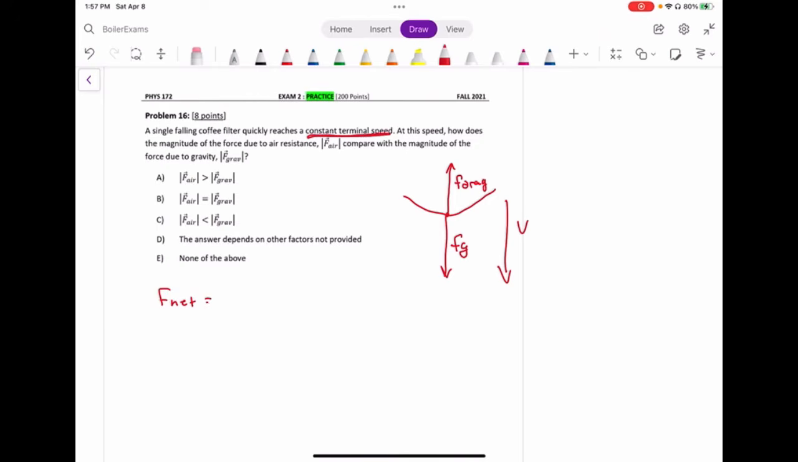We know F net equals ma, and if it's at max speed, it's no longer accelerating, which means a equals 0, which means F net also equals 0. And we know our F net is just F drag minus Fg, which equals 0. So Fg and F drag have to equal each other. So B.